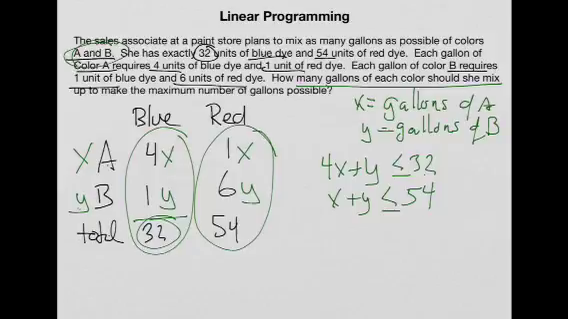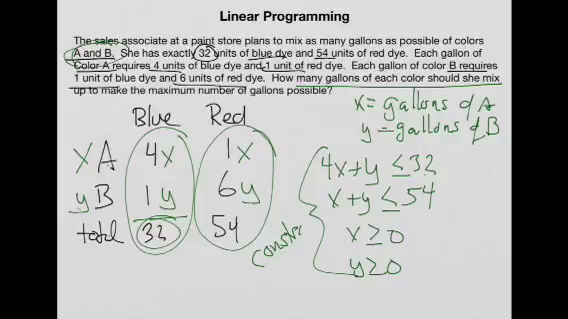Now, I've got to remember these two. X has to be bigger than 0, and Y has to be bigger than 0. These are the common sense constraints. You can't make a negative amount of paint, so we do have to include that as we're doing some of these problems. What's impossible? We're looking at all of the limitations. These are my constraints. This is what's going to limit what I can do.